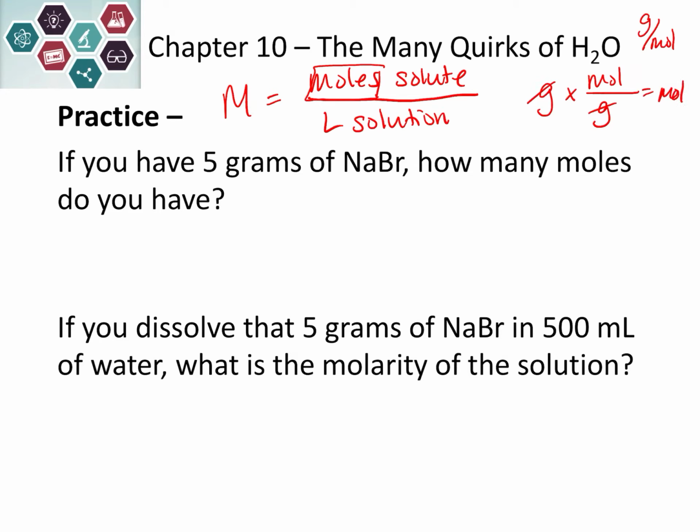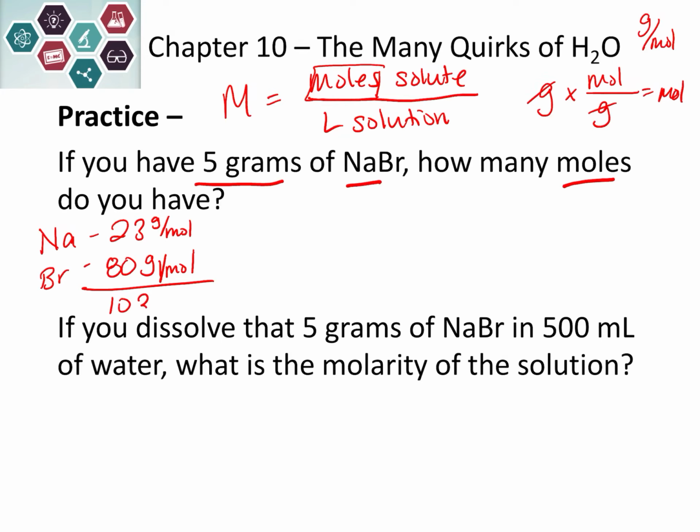So we're starting off with 5 grams of sodium bromide, and want to know how many moles that is. First we need the molecular weight of sodium bromide. This is where you need to look at the periodic table and get the mass of each individual atom and add them up. So sodium is 23 grams per mole, and bromine is 80. So we add that up and we get 103 grams per mole.